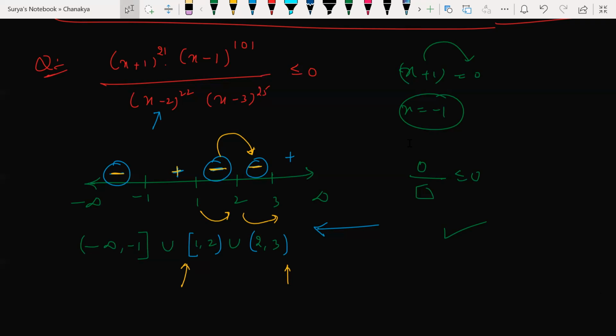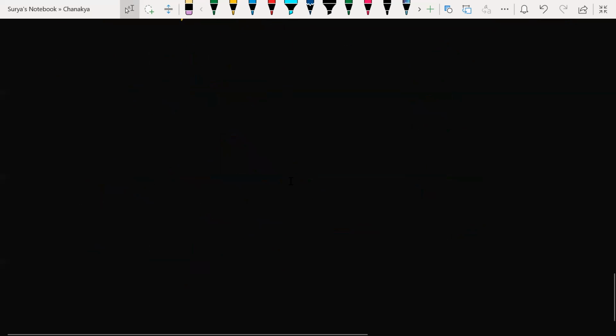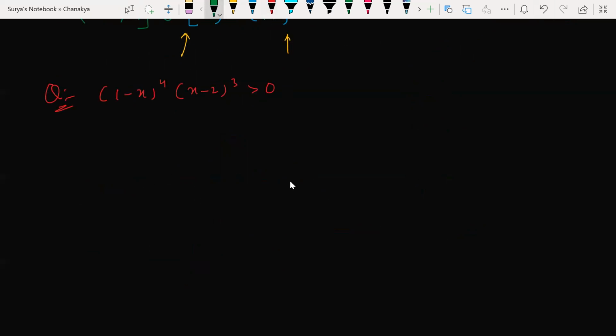Now I'll give one question here. Let's see how many of you will catch this point. Very simple question. 1 minus x to the power of 4, x minus 2 to the power of 3 greater than 0. Quick. Very simple. What you have to do? You have even power and odd power. First of all, what we have to check? Coefficient of x. Check it out.